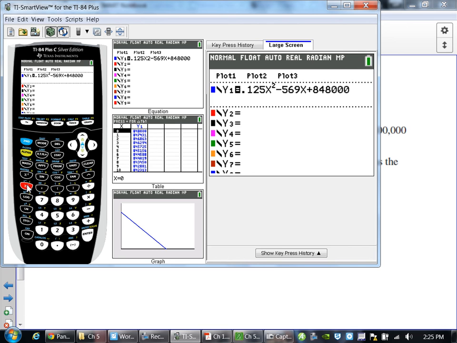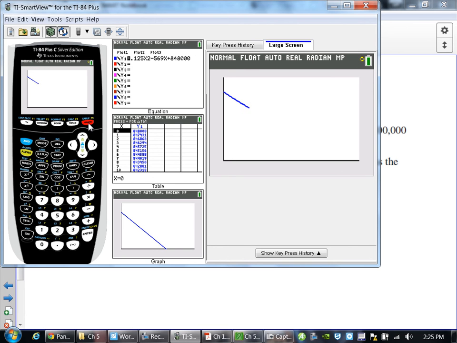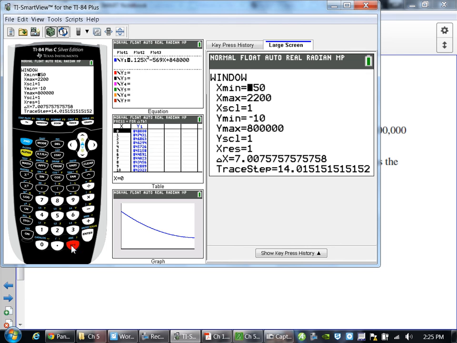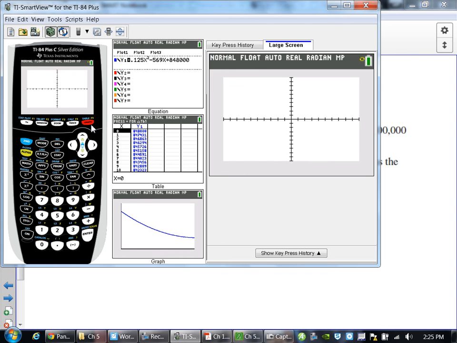There we go. I go and graph this. Well, you guys probably don't see that at all. The reason why you don't see that is because your window is probably standardized at -10 to 10, and you're right, you're not going to see that. So think about the information they're giving to you.